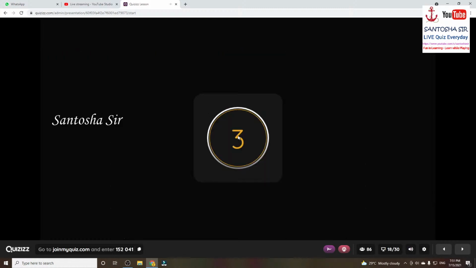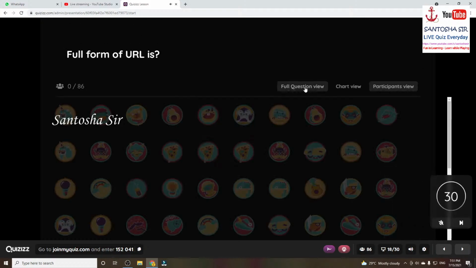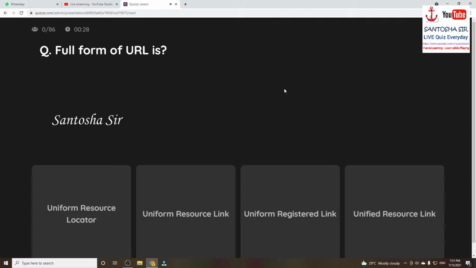Moving on further, question number 18. Here comes on your screens. Full form of URL is what? Is that Uniform Resource Locator, Uniform Resource Link, Uniform Registered Link, or Unified Resource Link?